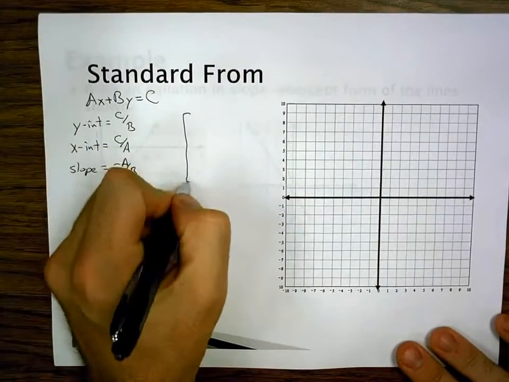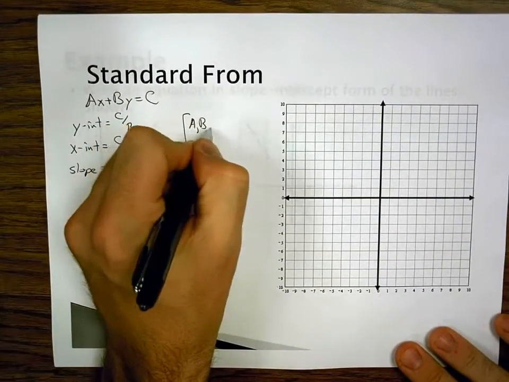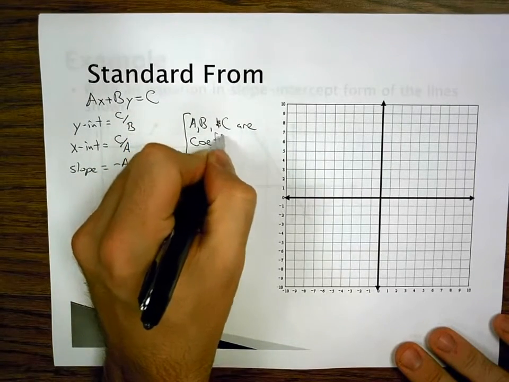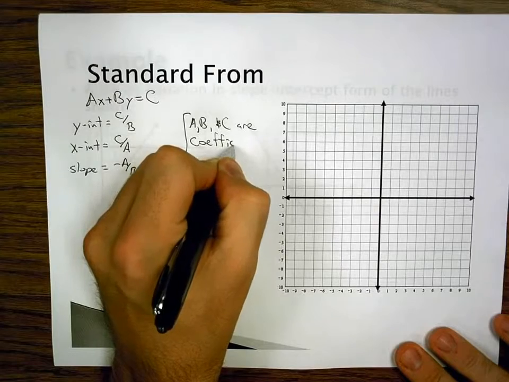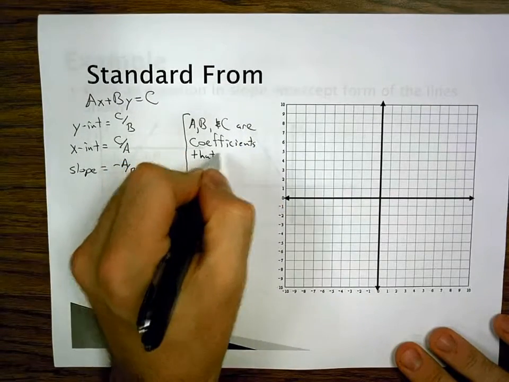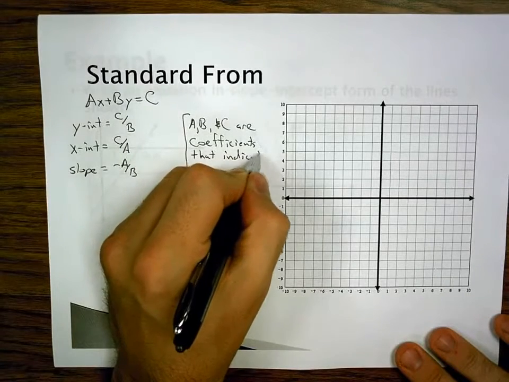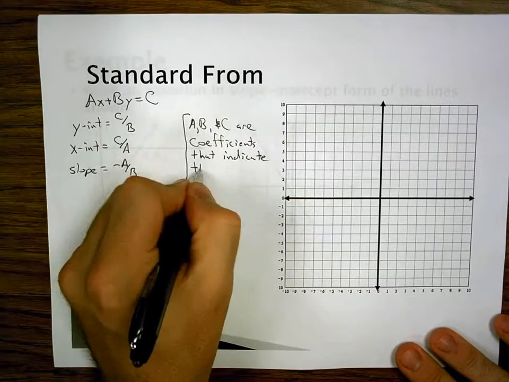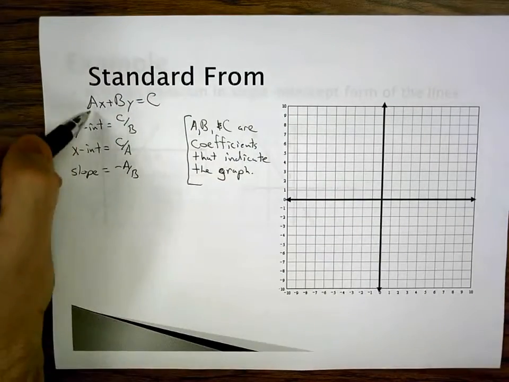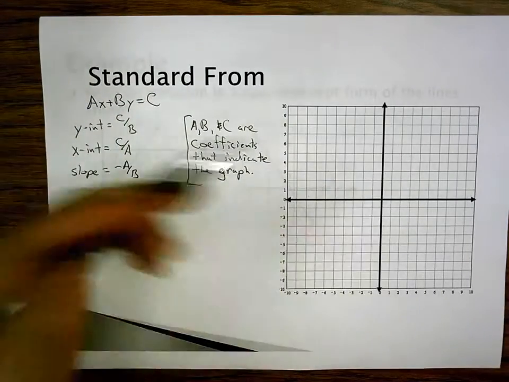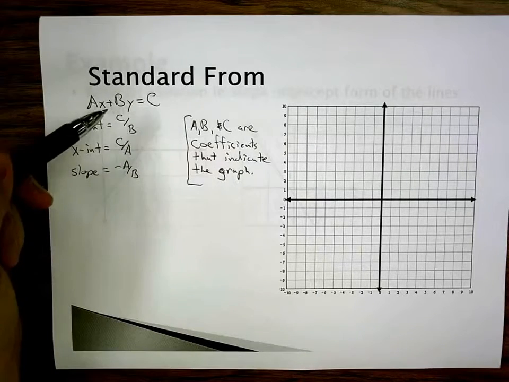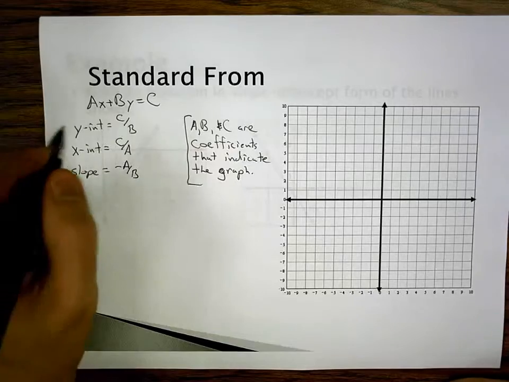Now, keep in mind here that a, b, and c are coefficients that indicate the equation, let's say the graph. So as these values change, the graph will change. Same idea with m and b. Now, it's just not as direct as slope-intercept, but you may see it in standard form.